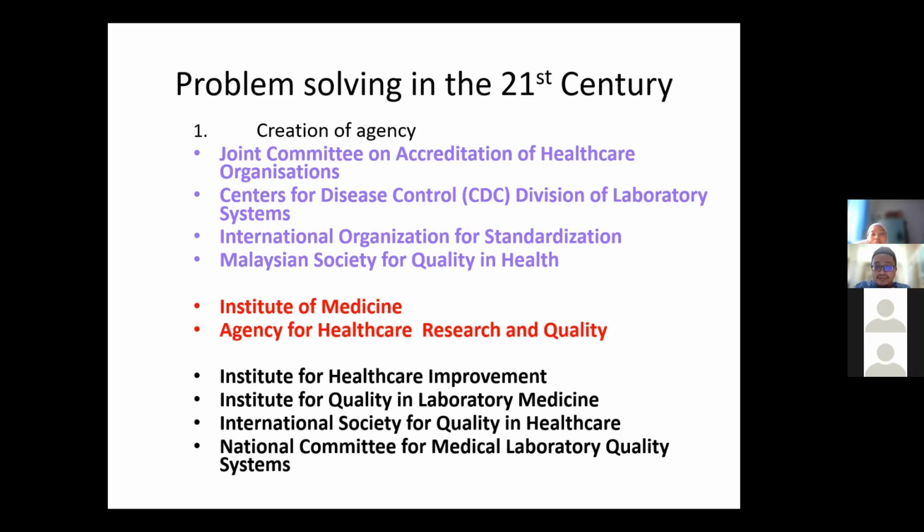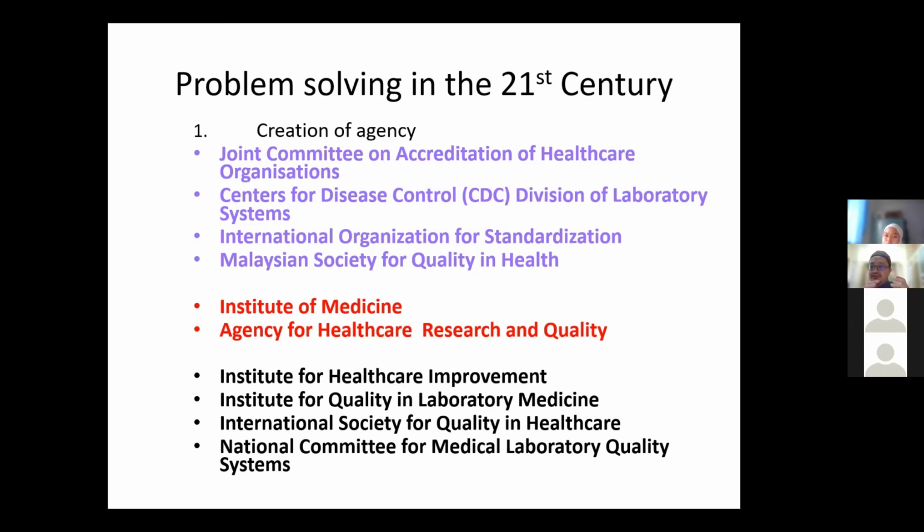Okay, so that is another very important agency. We also have the Malaysian Society for Quality in Health, our own national agency. Tapi jarang nak dengar lah. Yang biasa dengar ISO. We have Institute of Medicine, UK ada, US ada, kita pun ada Agency for Healthcare Research and Quality. And then Institute for Healthcare Improvement, Institute for Quality in Laboratory Medicine, International Society for Quality in Healthcare, National Committee for Medical Lab Quality System. All sorts of agencies have been created to solve those kind of problems.